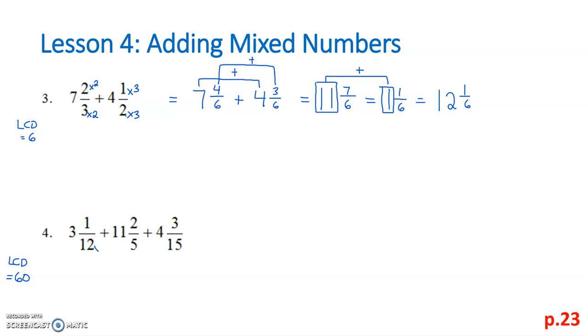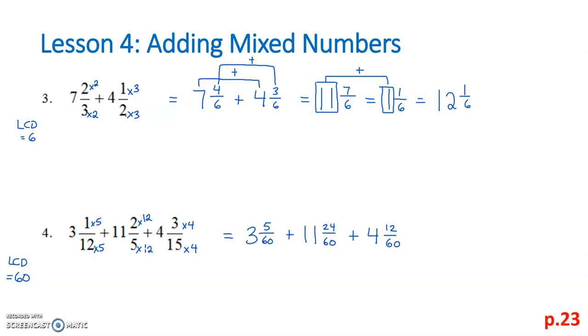So I'm going to be multiplying each of the fractions, raising the terms to make the fraction out of 60. So the first fraction, multiply by 5, second one, multiply by 12, and the third one, multiply by 4. And I'm going to rewrite everything. So I'll have 3 and 5/60 plus 11 and 24/60 plus 4 and 12/60.